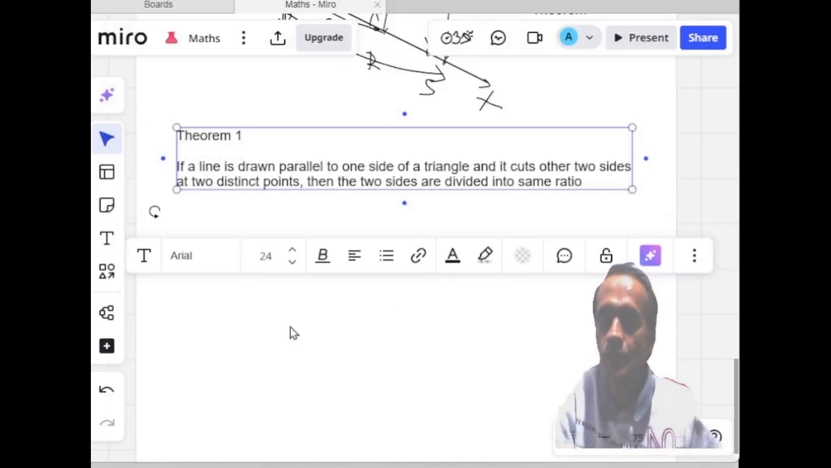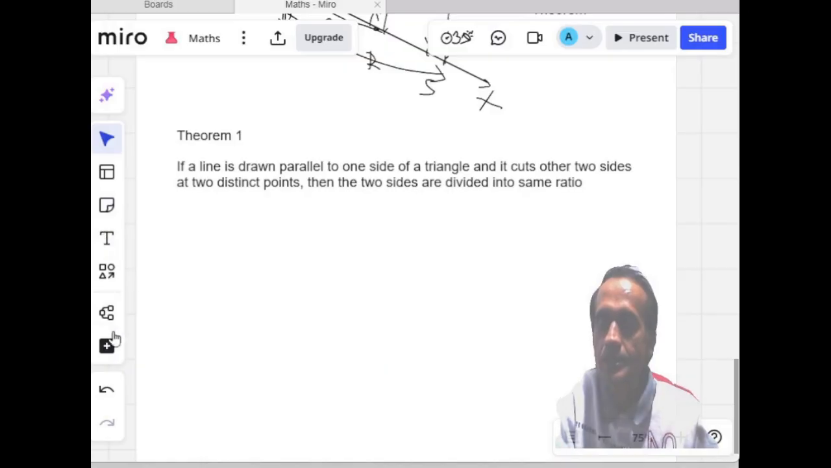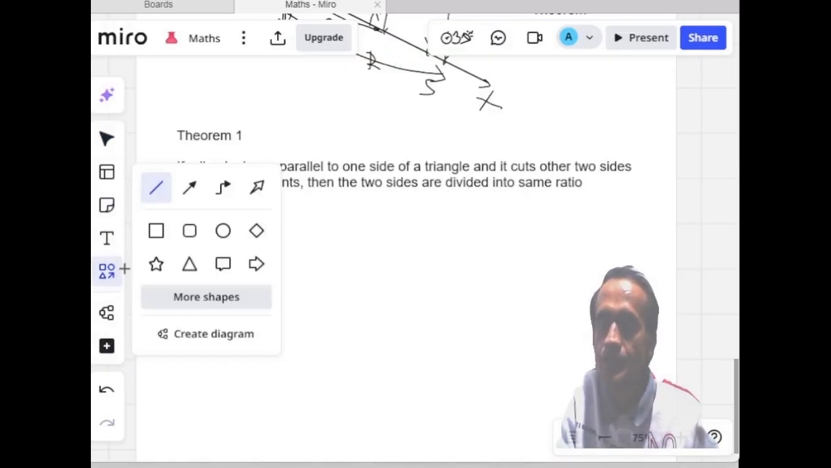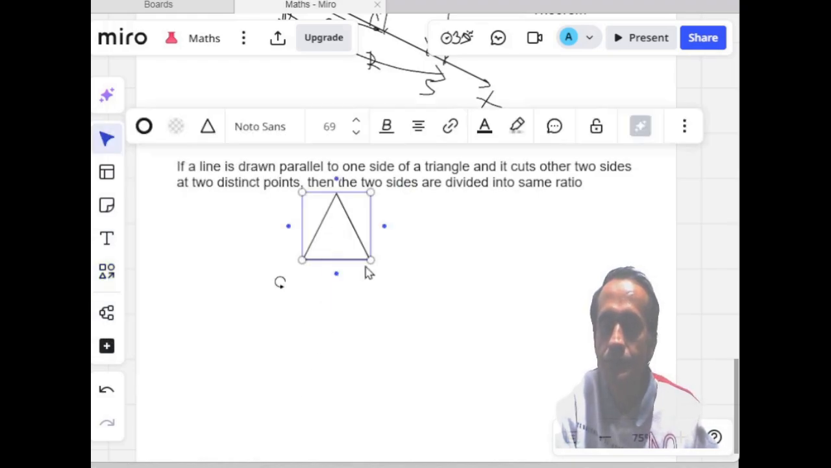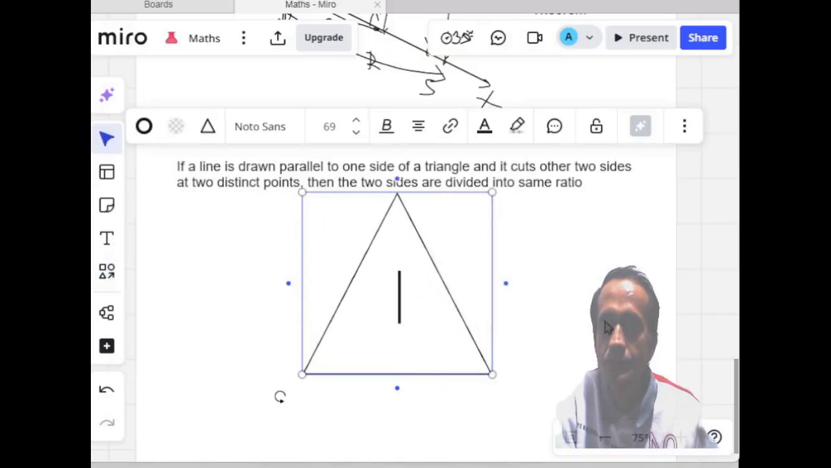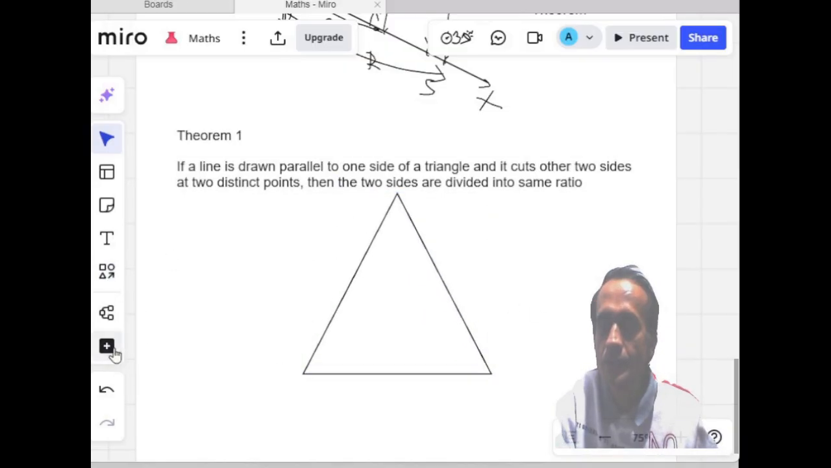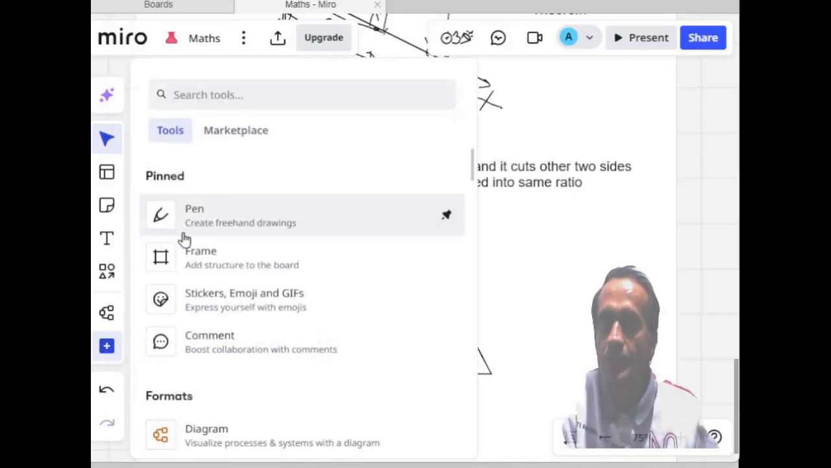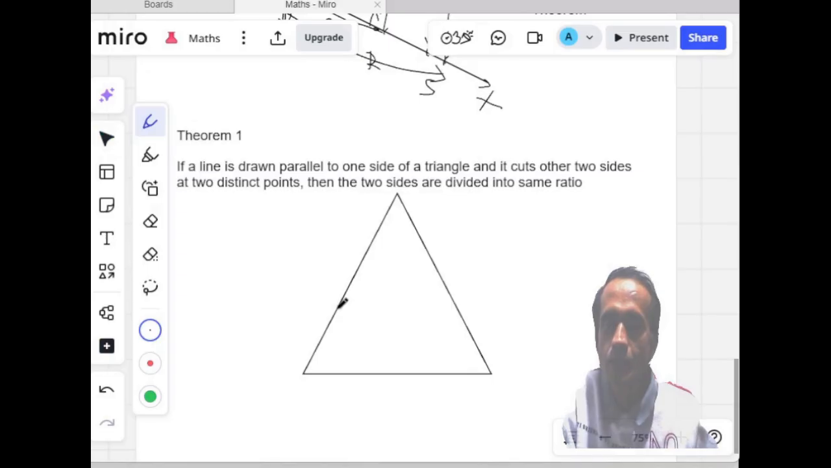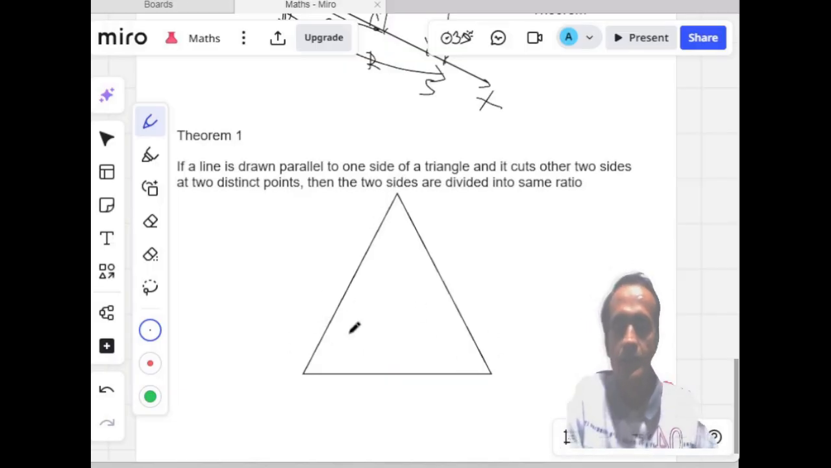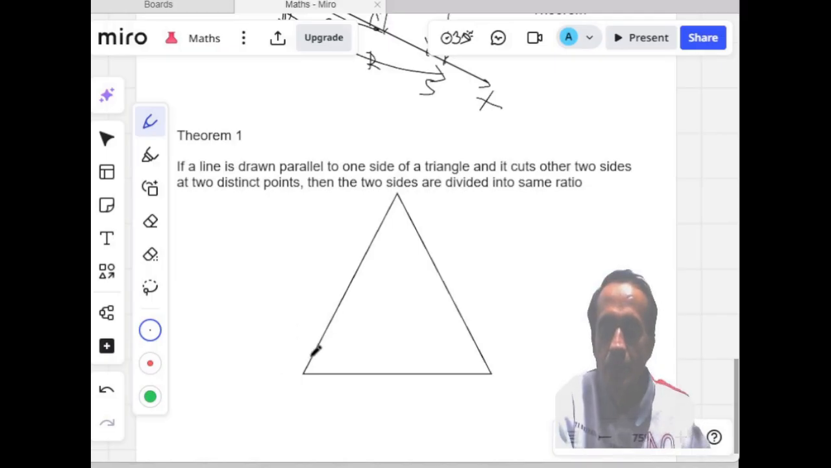So what does this theorem state? It states that suppose we have a triangle, and we draw a line parallel to one side, any one side we can take. So we draw a line parallel to this side. So let us name this triangle ABC.